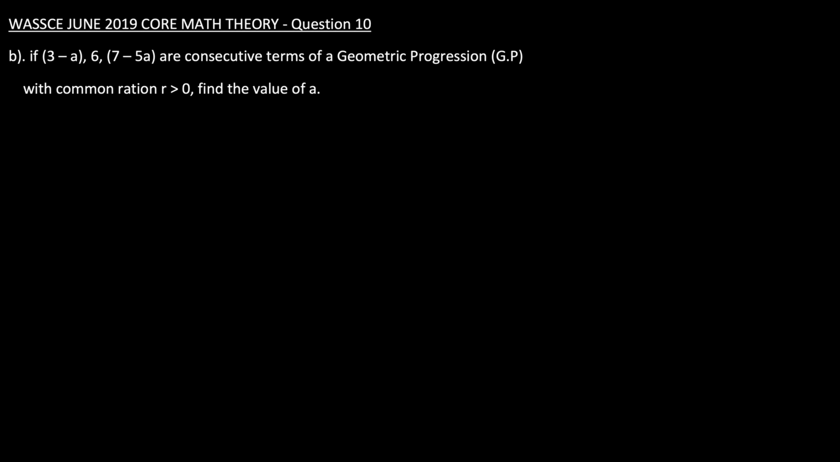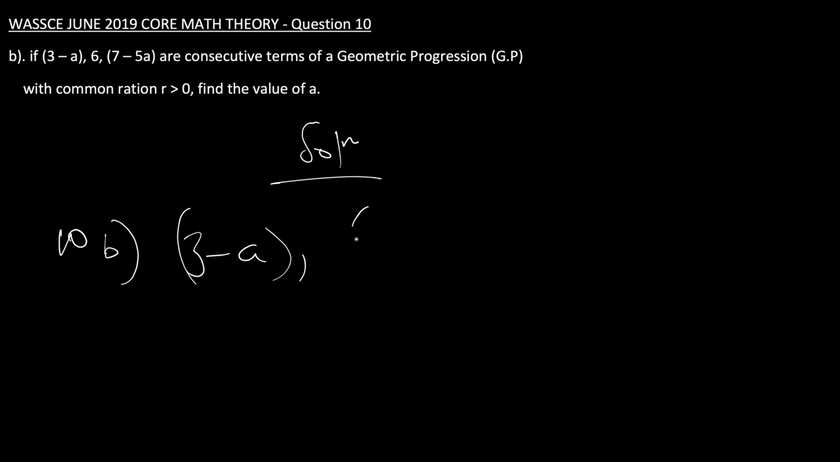So question 10B. If 3 minus A, 6, and 7 minus 5A are consecutive terms of a geometric progression with common ratio r greater than 0, find the value of A. So let's begin with the solution. So 10B, we have the numbers 3 minus A, 6, and 7 minus 5A.